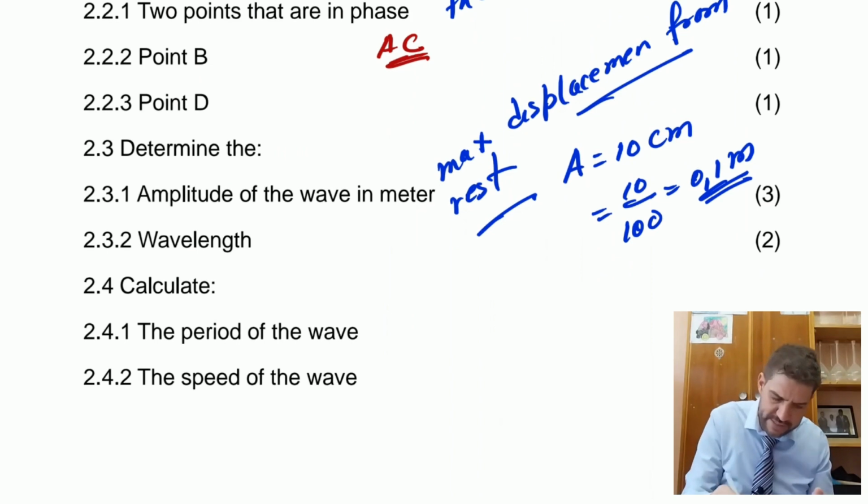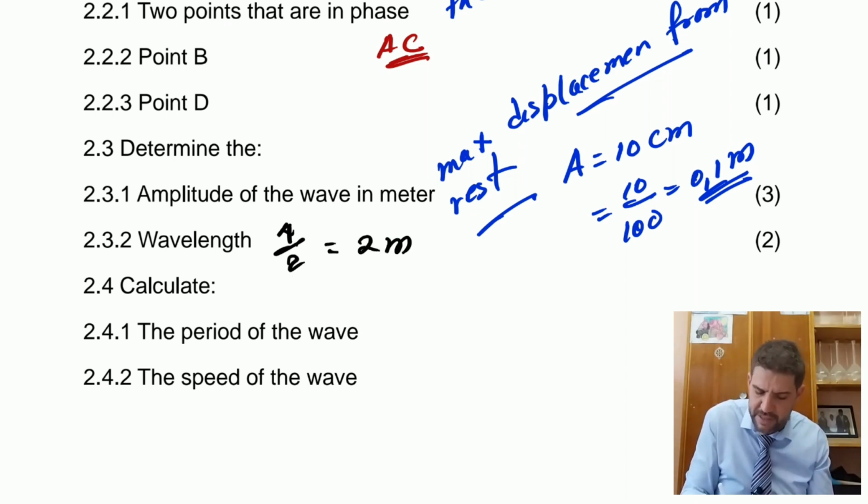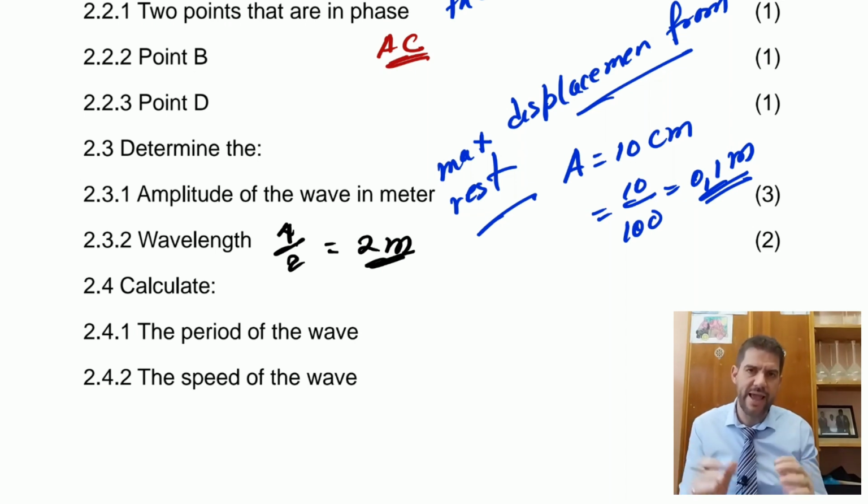So wavelength here is going to be, and maybe I'm just going to write it just for control, 4 divided by 2, which is equal to 2 meters. It's the distance between any 2 consecutive points that are in phase. In this case, A and C are in phase, but there are actually 2 points in phase.